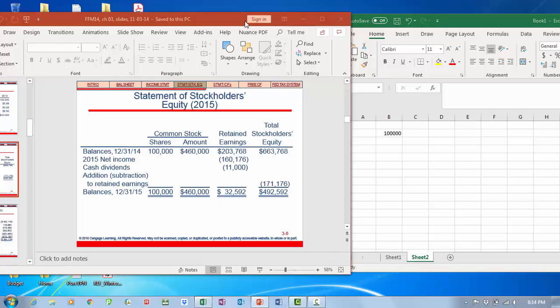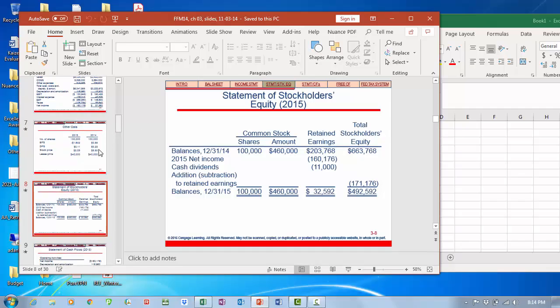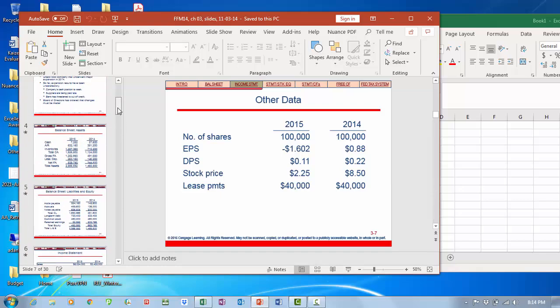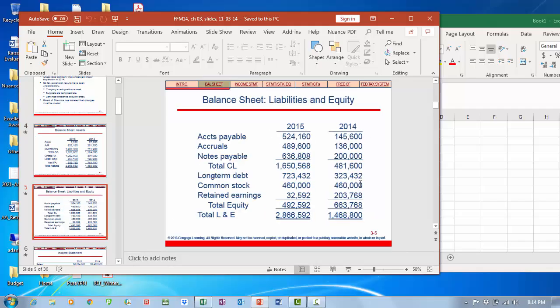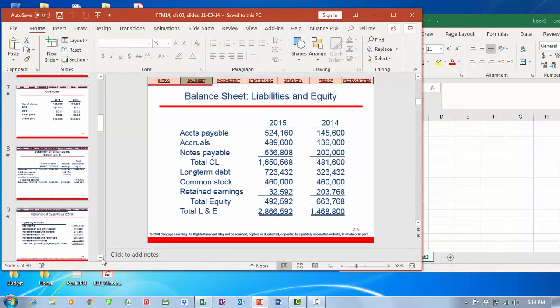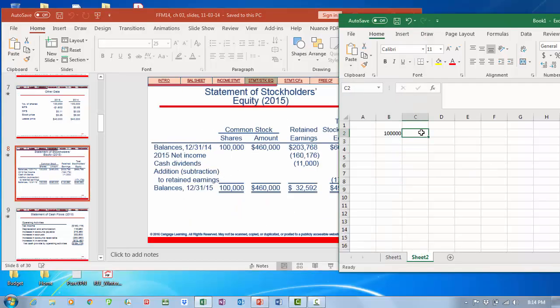Now that can be looked up from the balance sheet. There you go. So the common stock here is listed at 460,000, and this is the amount that's referred to in the amount section. So that you get from the balance sheet. This is the one here. So we can keep that 460,000.